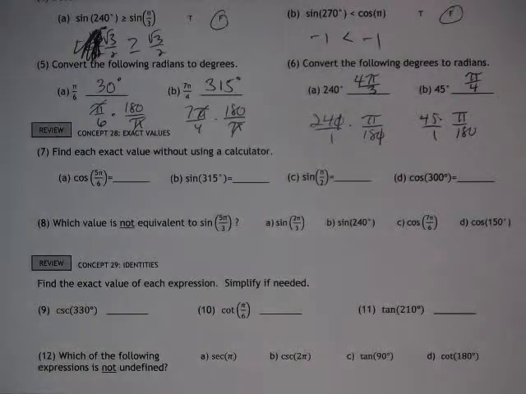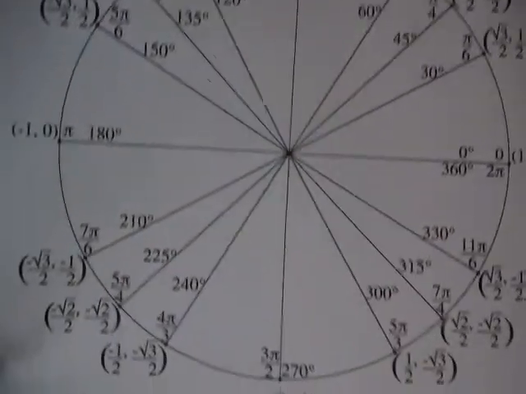Algebra 2 worksheet 36.4, concept 28, which is exact values. And number 7, we have to find the exact value without using a calculator, meaning we're going to use this beautiful unit circle, which should be in your memory bank.